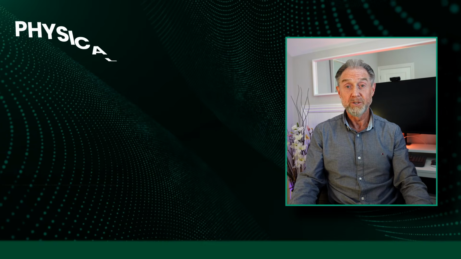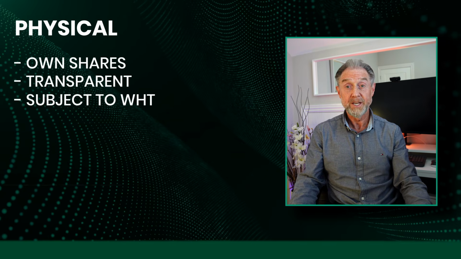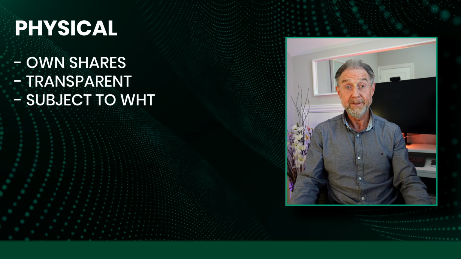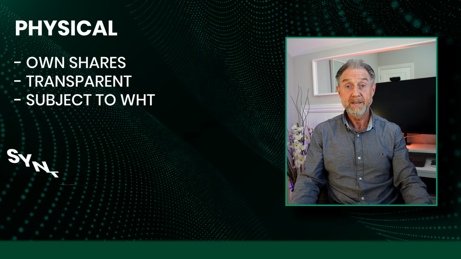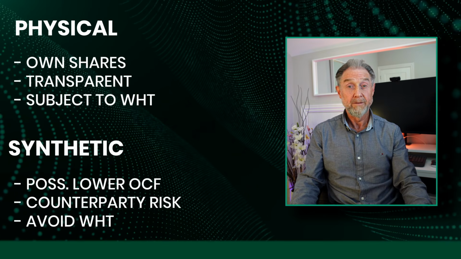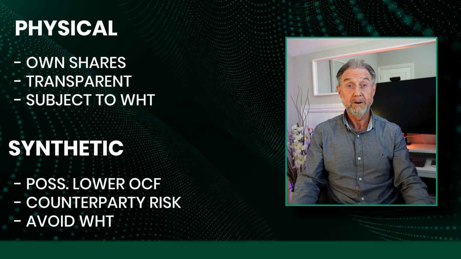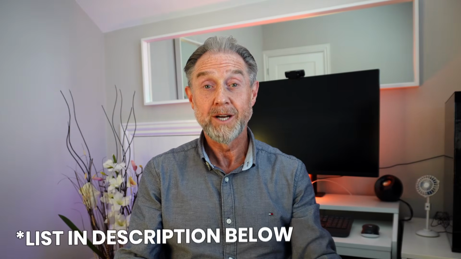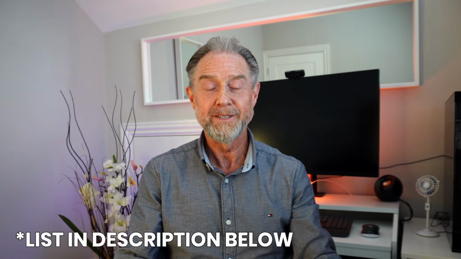So the trade-off between the two is that physical funds own the real shares, are very transparent but pay the US withholding tax, whilst synthetic funds might have a lower OCF, avoid the withholding tax, but introduce counterparty risk by using a swap. Both structures have their pros and cons, it's just about understanding how they work. There's no difference in how you invest on your platform, you just have to choose between structure when picking your fund. This isn't about me telling you what to buy, it's about understanding how those structures work so you can make your own informed decisions. And I will list a few examples of commonly used synthetic ETFs at the end of this video.